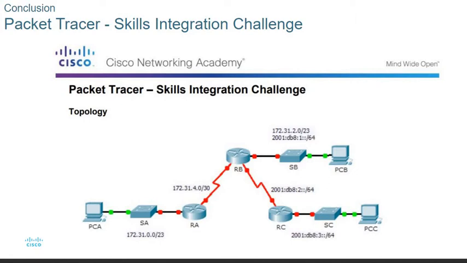Conclusion. Packet Tracer Skills Integration Challenge.